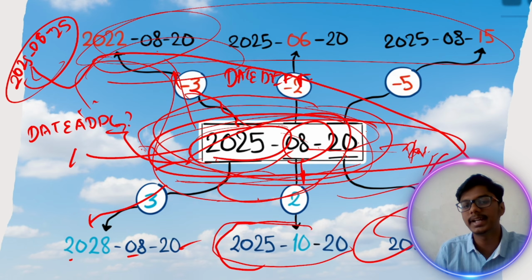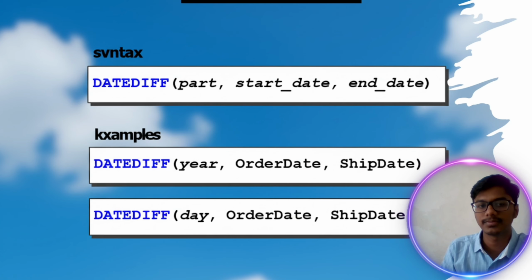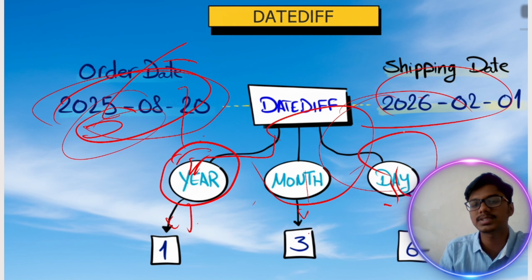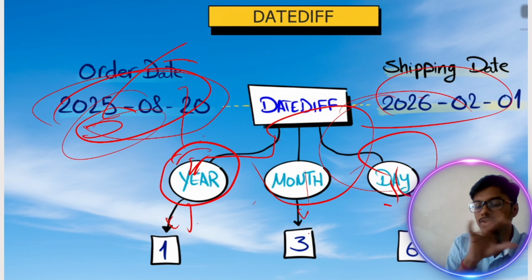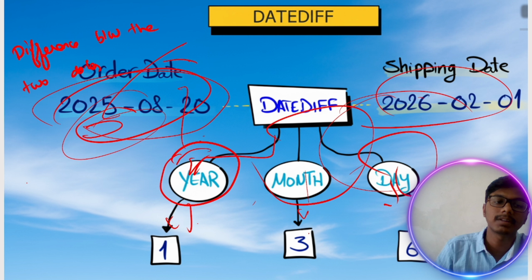So that's what the DATEADD and DATEDIFF functions are. I hope I clearly explained them, right? So the syntax: the DATEDIFF function, order date and this is the shipping date. I just want to calculate the difference between the dates. So adding means adding the days, and difference means the difference between the 2 days. I'm going to write it down here. The difference between the 2 dates, whatever it may be, the difference between 2025 and 8-20, I'm just giving these 2 dates.